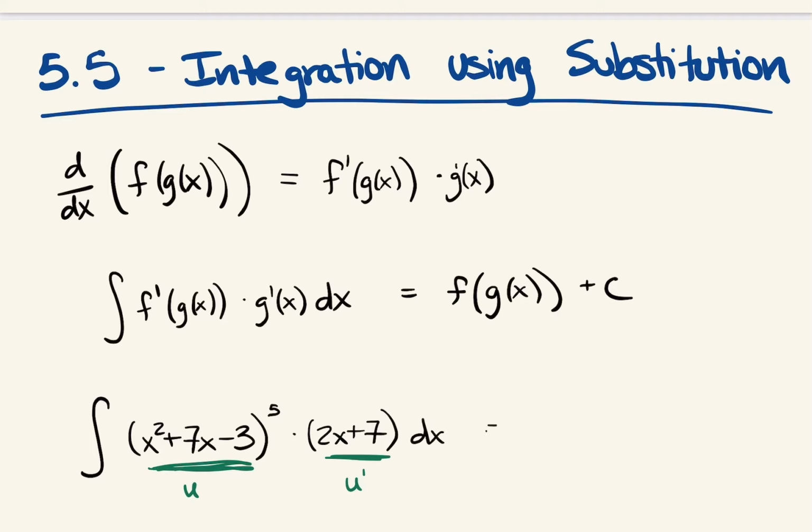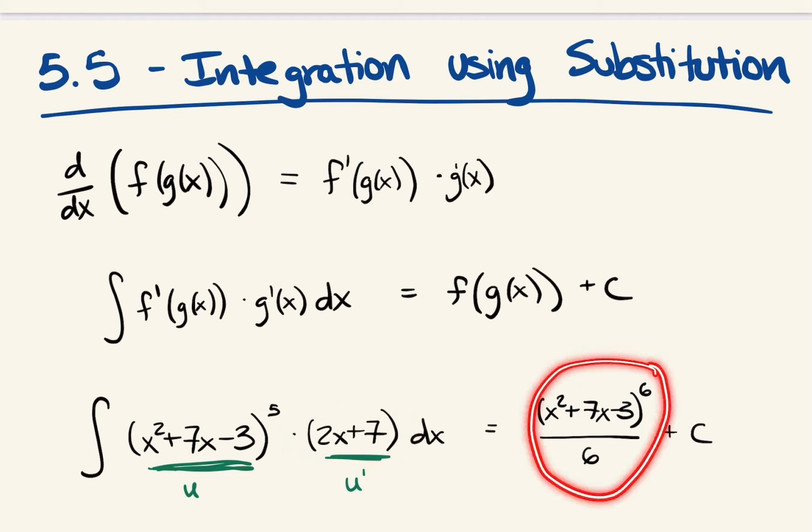So in this case, if we were to take x squared plus 7x minus 3, apply the power rule here, so we get this to the 6th power over 6 plus c. You might be asking, well, what do you do with the 2x plus 7? But remember that when we take the derivative over here, we have to use the chain rule.